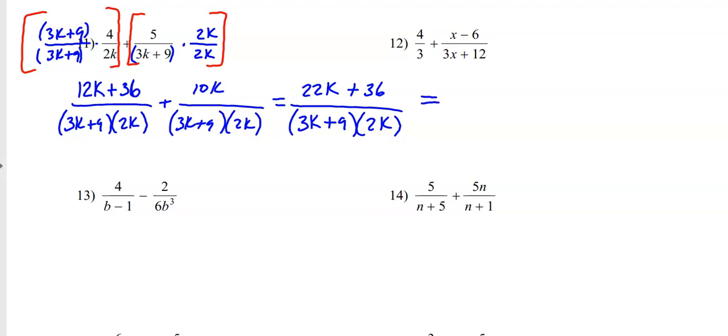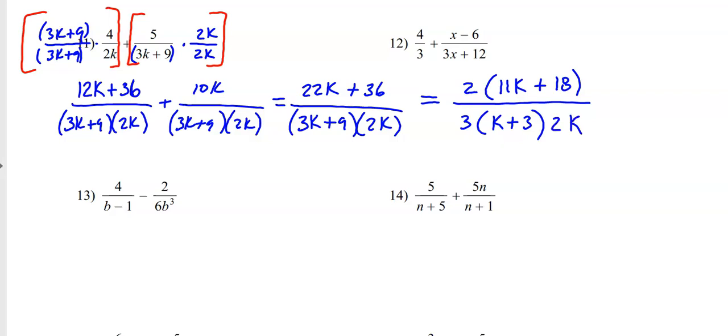So looks like I can pull a 2 out of the top. So that's 11k plus 18. On bottom, I can yank a 3 out over here to the edge, and have k plus 3. And then times 2k. And let's see what I can do here. Looks like I could cancel out. Basically, I have 3 things multiplied together down here. I think I could cancel out the 2's.